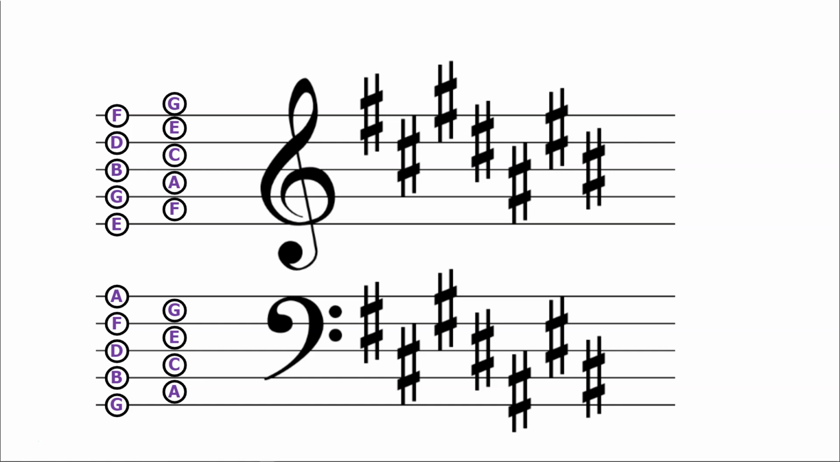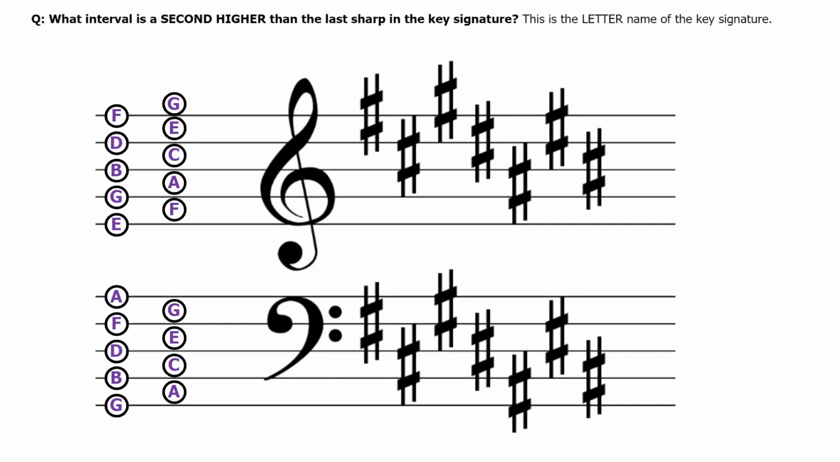Okay, in this key signature, we can see 1, 2, 3, 4, 5, 6, 7 different sharps. The first of two questions we need to ask ourselves is, what interval is a second higher than the last sharp in the key signature? This is the letter name of the key signature.